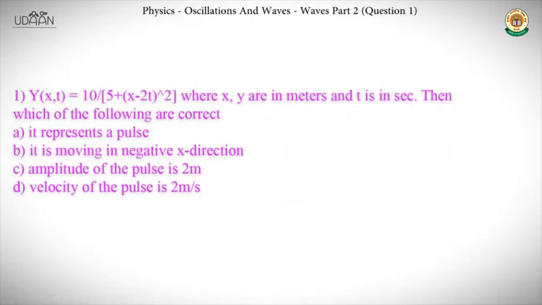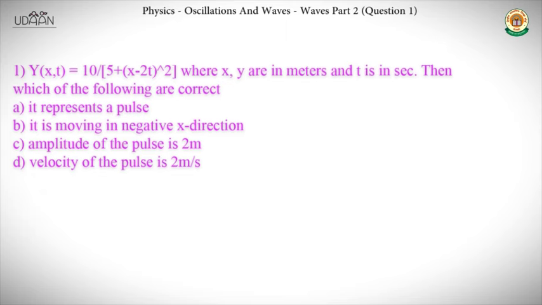So we'll start with problems for the chapter waves, and the first one is here in front of us. It says y of x,t is equal to 10 by 5 plus (x minus 2t) whole square, where x, y are in meters and t is in seconds. Then we have to check which of the following are true: whether it's a pulse, or it is moving in negative x direction, or whether the amplitude of the pulse is 2 meters, or if the velocity is 2 meters per second. So we are familiar with expressions for all these things and how to obtain them from y of x,t. So let's work through it and find out how exactly it's done.